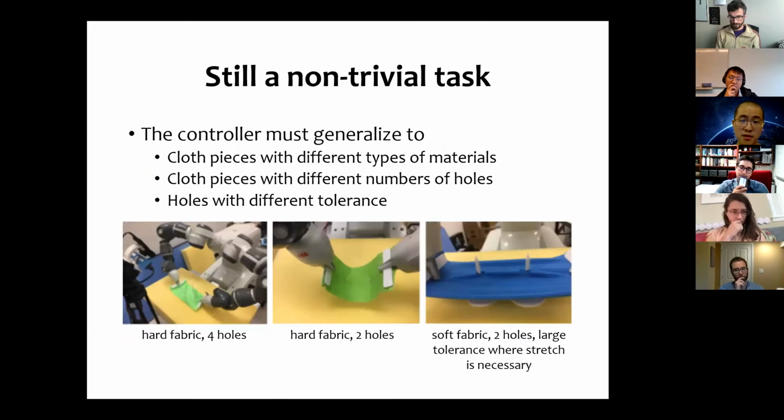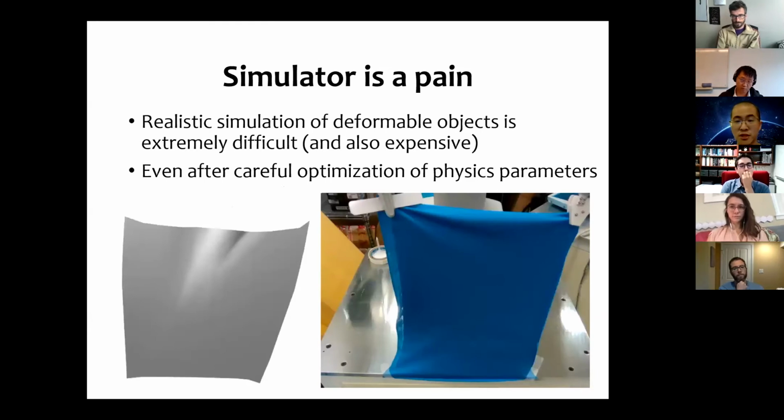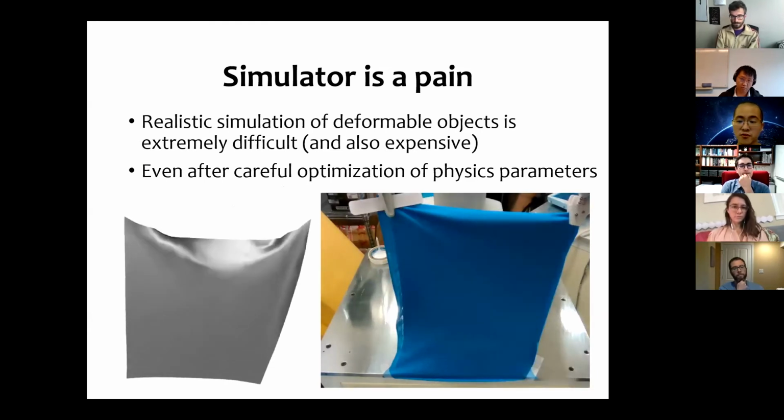This seems to be simple, but it is still a non-trivial task because the controller must generalize to many different things: different types of materials, different numbers of holes, and holes that may have different tolerances and so forth. In the beginning, we tried advanced learning techniques like reinforcement learning or deep learning. But eventually we found it difficult because simulation is difficult for deformable objects.